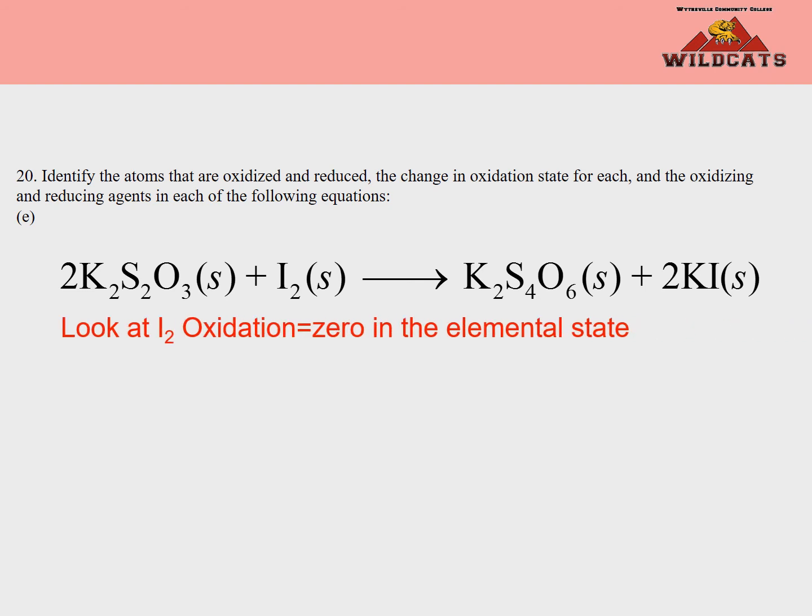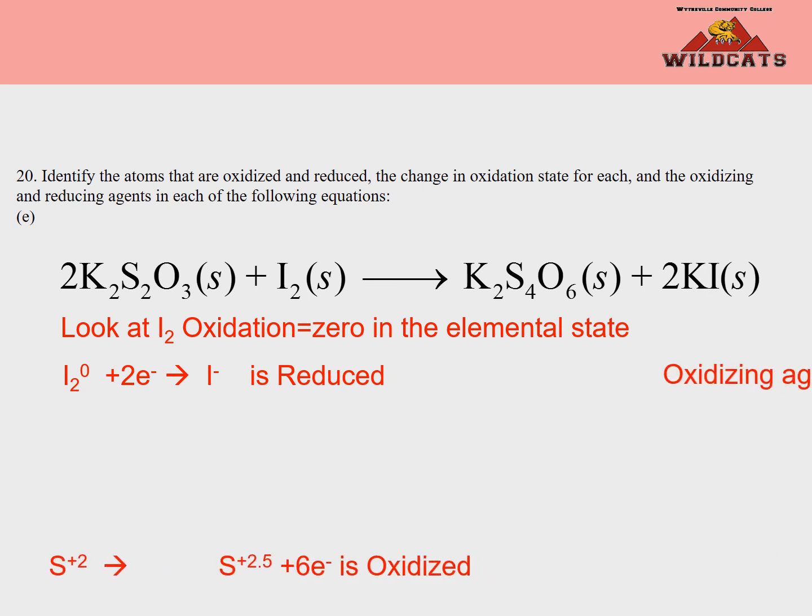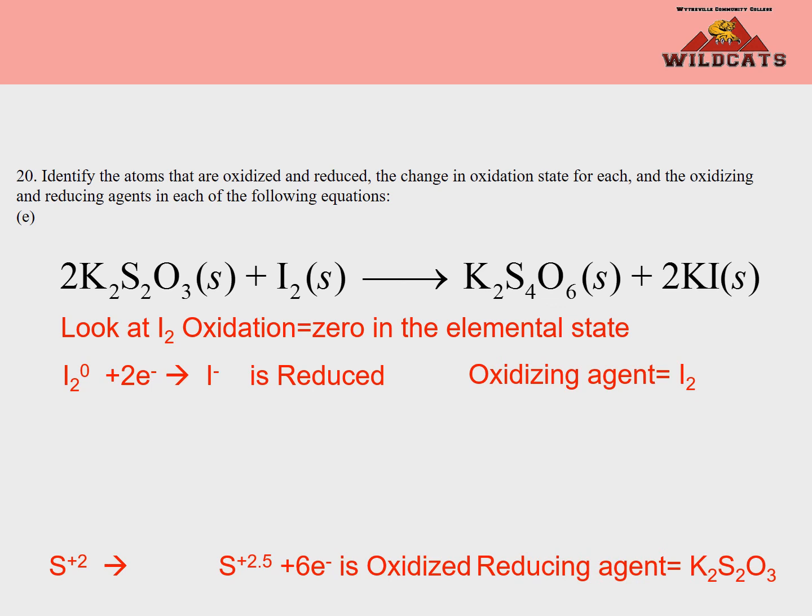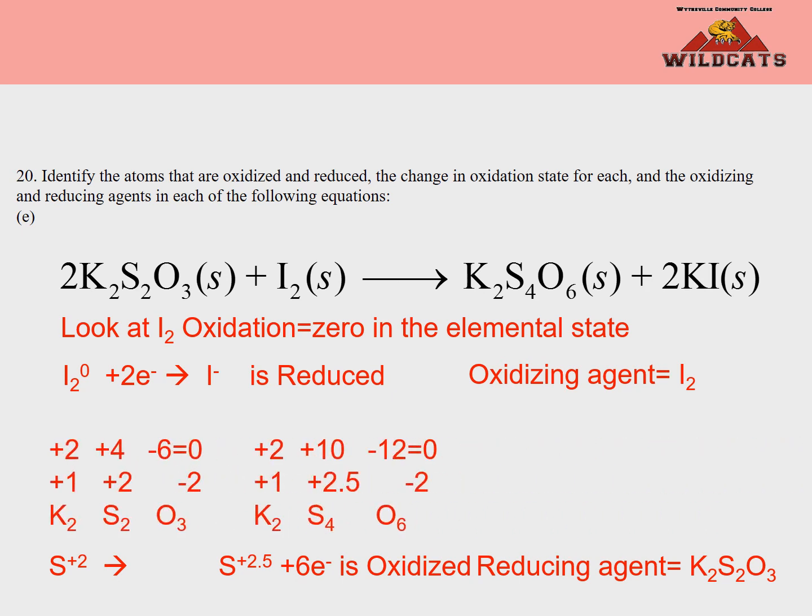In this one, I've got I2 going from a 0 to a -1. It's reduced. Oxidizing agent's I2, which means the reducing agent is going to be the K2SO3. How did I know the S goes from a +2 to a +2.5? Again, I went around the block. But once you realize that iodine's the oxidizing agent, the other reactant needs to be the reducing agent.